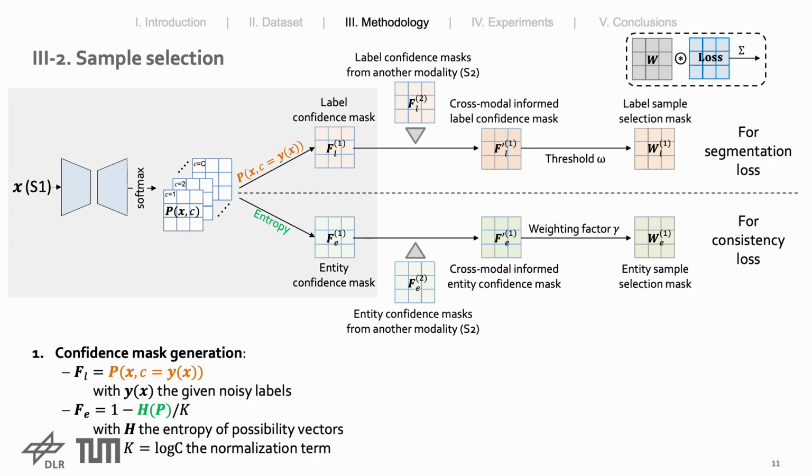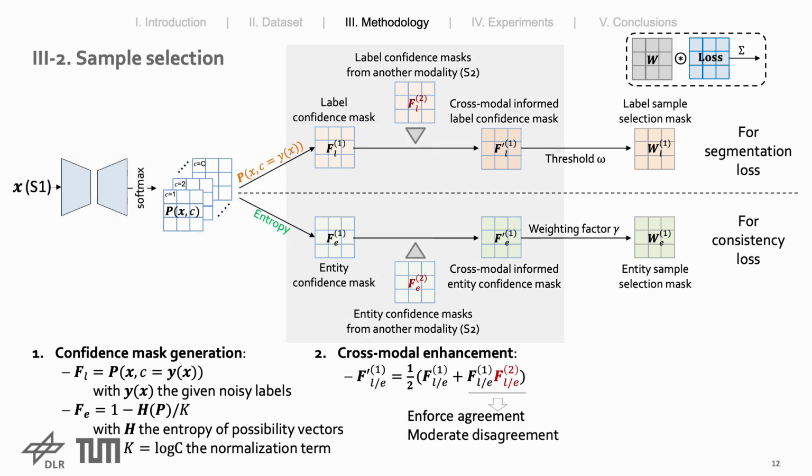To generate the sample selection masks, we first generate the confidence mask from the softmask outputs. Here, the softmask outputs can be regarded as the estimated probabilities of the model predictions. For segmentation loss, we utilize the estimated probabilities corresponding to the noisy label class as the label confidence value for each sample. While for the consistency loss, we calculate the entity confidence via the entropy of probability vectors for each sample.